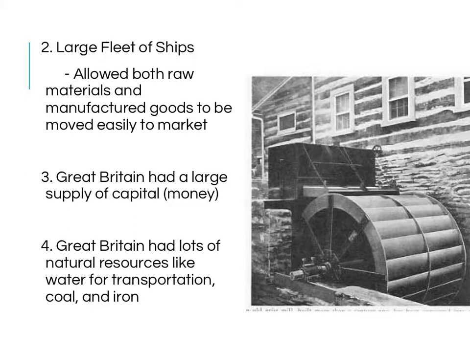Another key factor is that Britain was known throughout the world for its ships and its navy. And so the fact that it had a large fleet of ships allowed both raw materials and manufactured goods to be easily moved throughout the world. Remember, we just talked a couple minutes ago about the use of colonies in industrialization. This was really important to Great Britain because they could import raw materials like, say, cotton from India from their colony, turn it into cotton textiles, and send it right back to India.